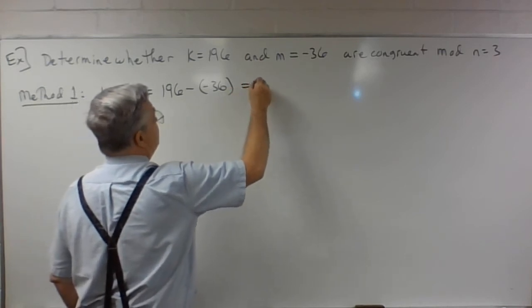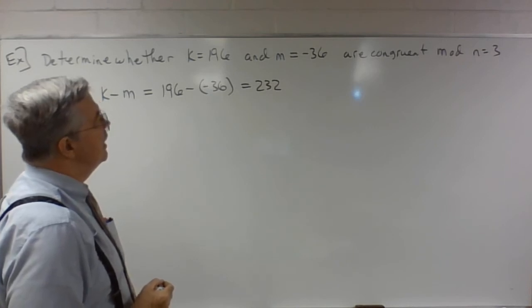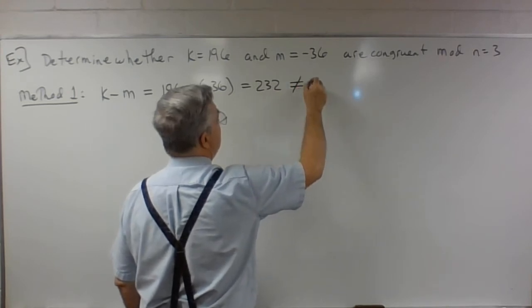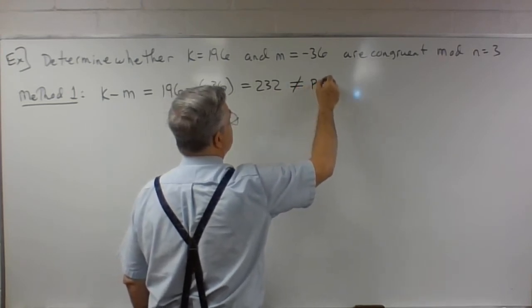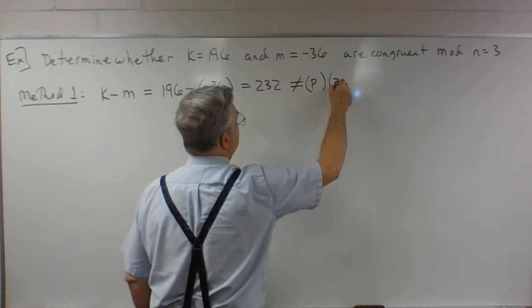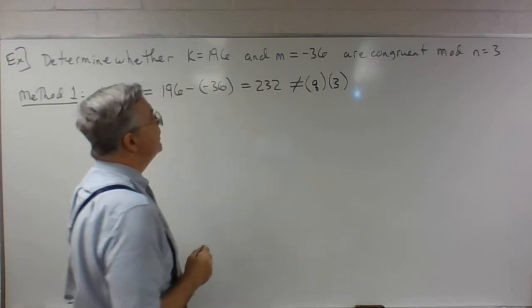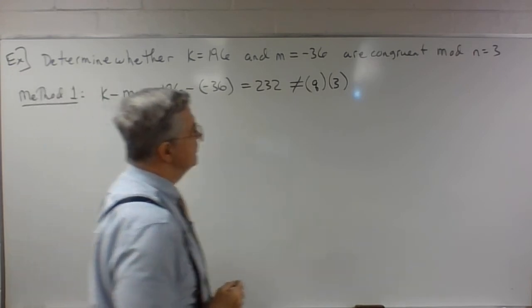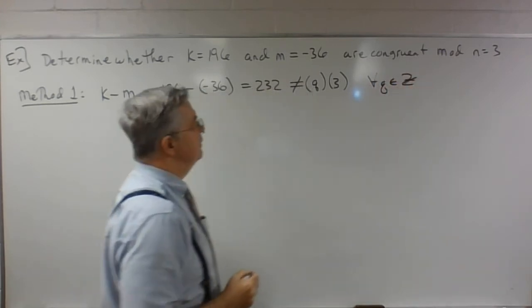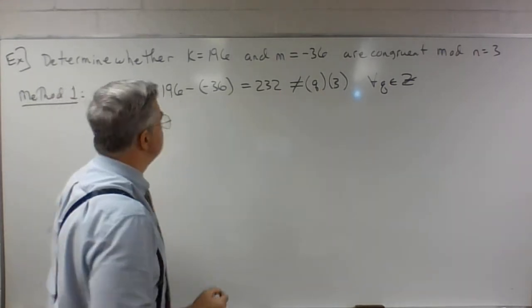And what is that? 232? And 232 is not divisible by 3. Let's call it q. 232 is not equal to q times 3 for any integer q. So their difference is not a whole number multiple of 3.